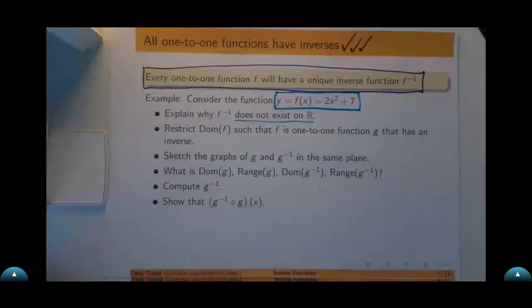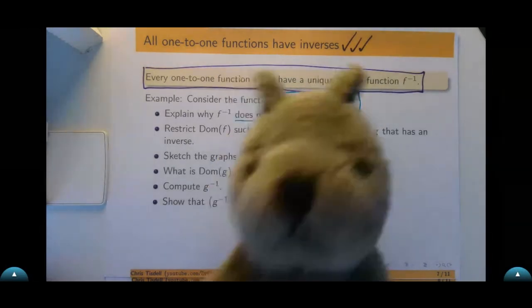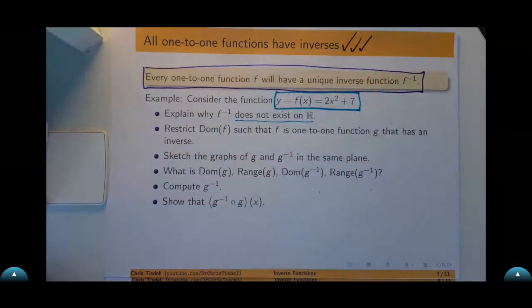Who can tell me? Smash that chat button, people. Yep, it's a parabola. Russell, the function fails the horizontal line test. Exactly. I agree, right? It isn't one-to-one. So you're all correct.